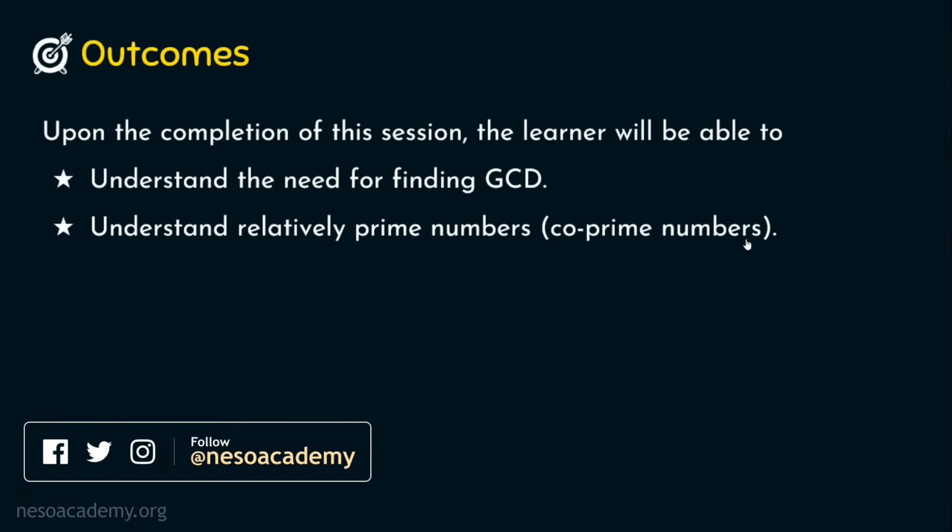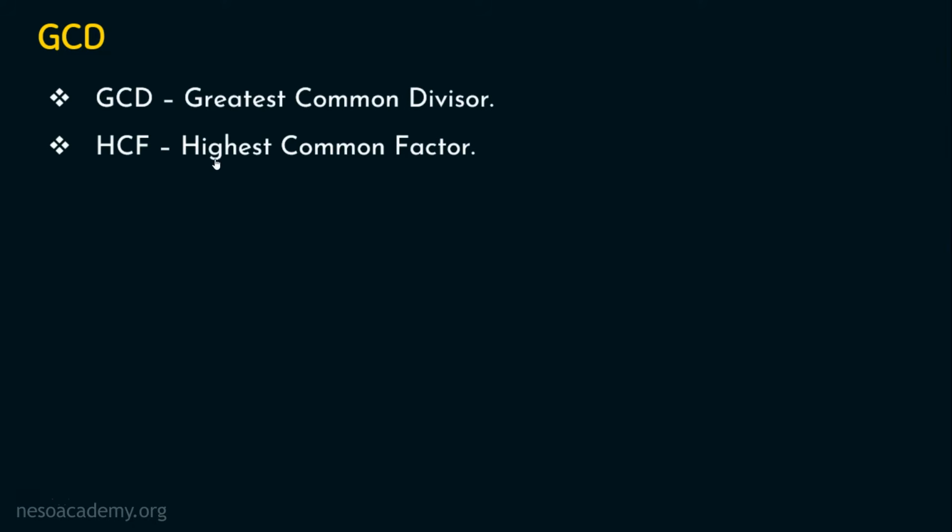Before stepping into the topic of the day, relatively prime numbers, we will just recap what is GCD. The GCD stands for the greatest common divisor. GCD is also referred to as HCF, which is highest common factor. Divisor and factor refer to the same concept. Already we have seen about finding the GCD of two numbers in the previous lectures. With the knowledge of GCD, we are stepping into the next lecture, relatively prime numbers.